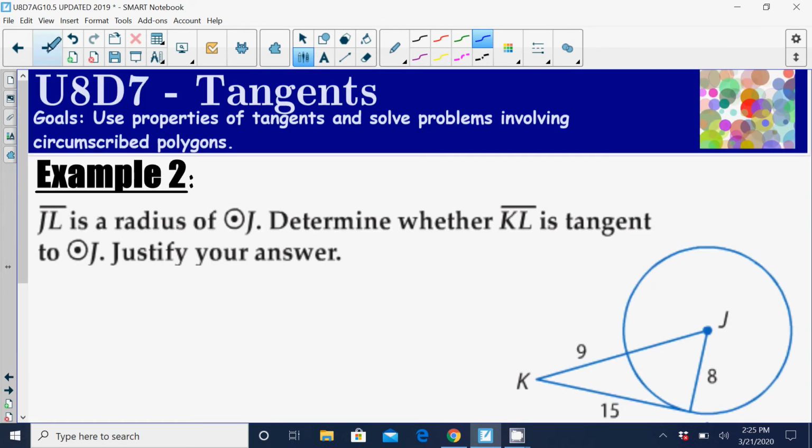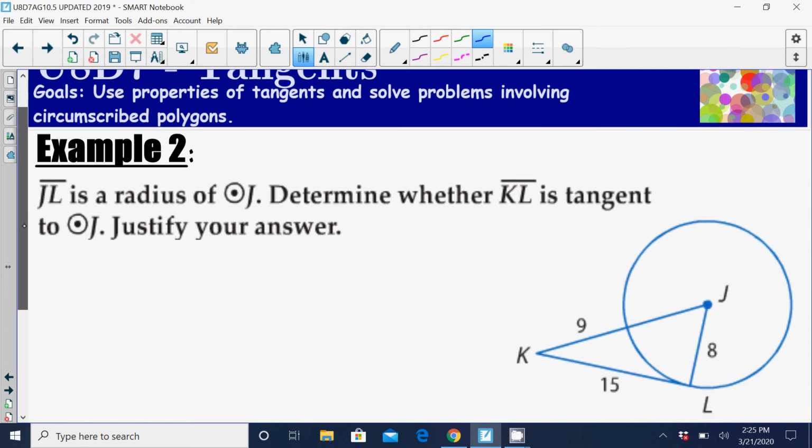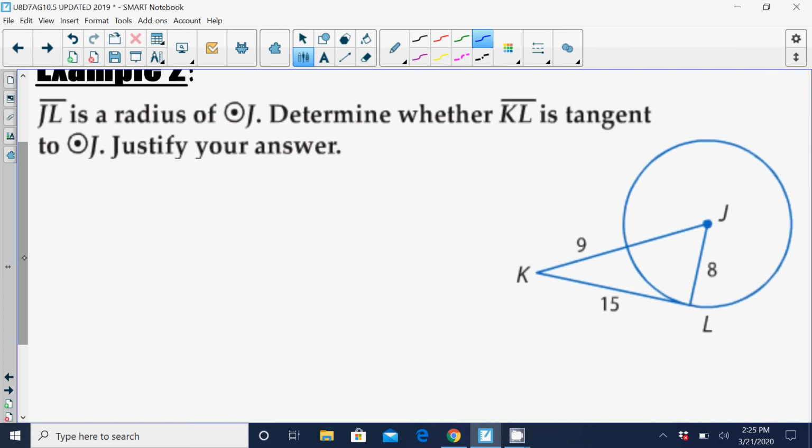Okay, this next example problem says segment JL is a radius to circle J. Determine whether segment KL is tangent to the circle. So this one they want us to determine. So what we want to think about is if KL was a tangent and it meets the radius, that last theorem said that they would have to be perpendicular. So what we're questioning is, is this a right angle right here? So what are we going to use to determine if I have a right triangle?